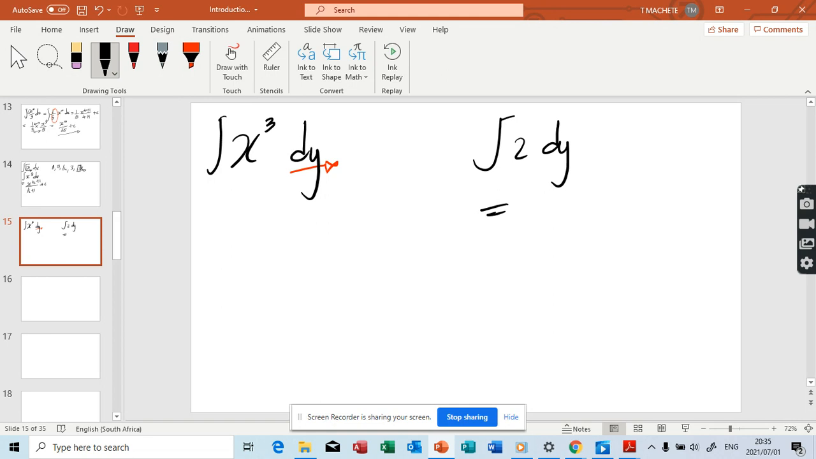How do you get the answer here? What is the answer? What did I say about this dy? Remember I said this can be anything. It can be dt, dx, dy, dz. It can be any alphabet you can think of. That's correct. You are integrating with respect to y. So your answer is y.